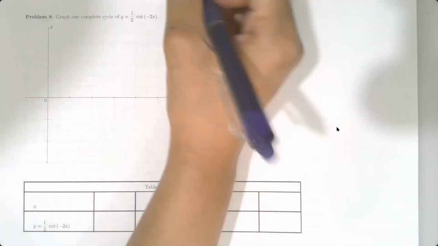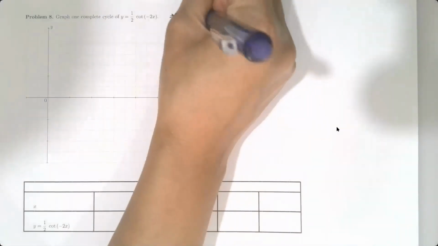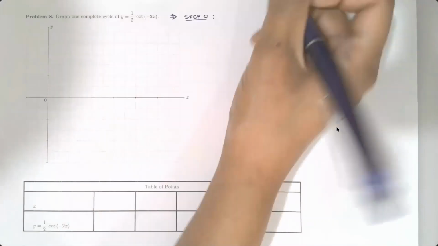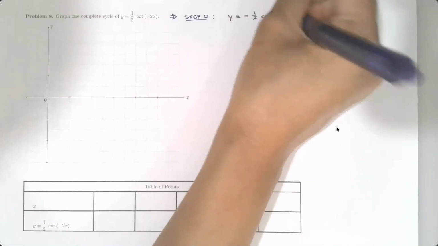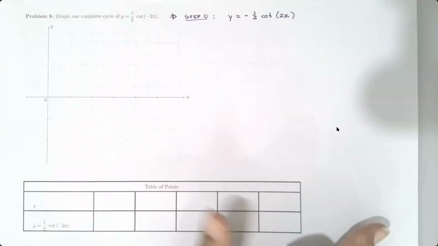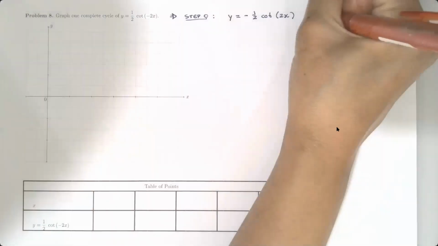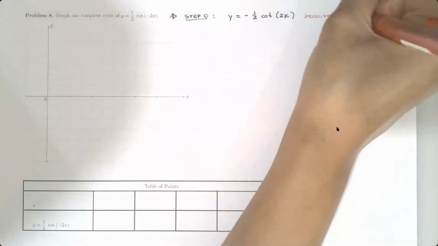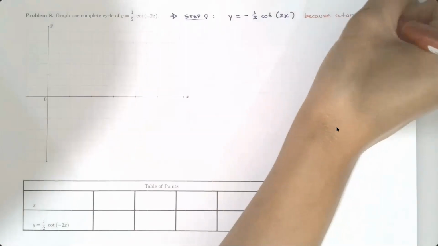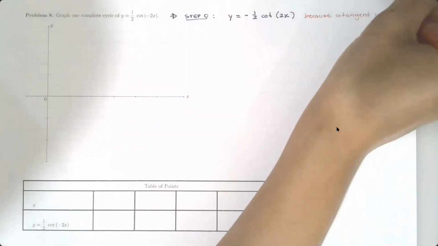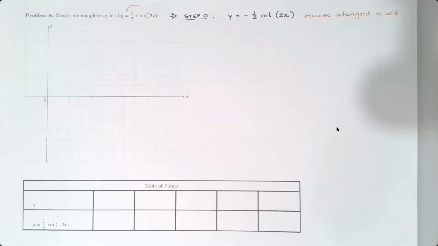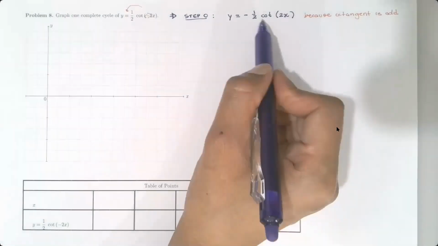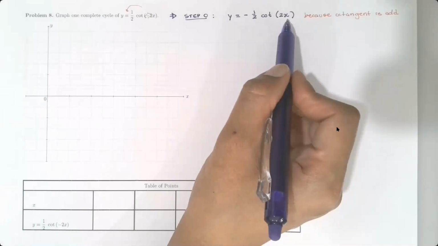So I'm going to call that part of our step 0. We're going to get y is equal to negative 1/2 cotangent of 2x, and then I'll give the reason on the side: because cotangent is odd. That means this negative, we can bring it all the way outside. If we had a phase shift, this is also the step at which we would take care of that, but thankfully we don't have that phase shift.